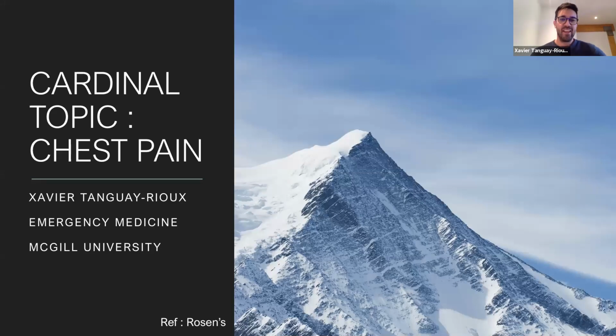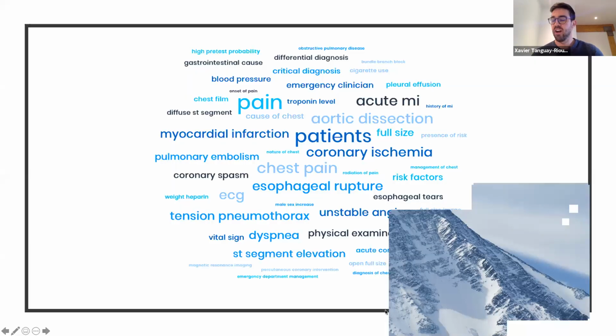So chapter 23, chest pain. I just tried to copy and paste the whole chapter into a word cloud to see what it would give me. And this is what it looks like. So I thought it would be helpful for the presentation.